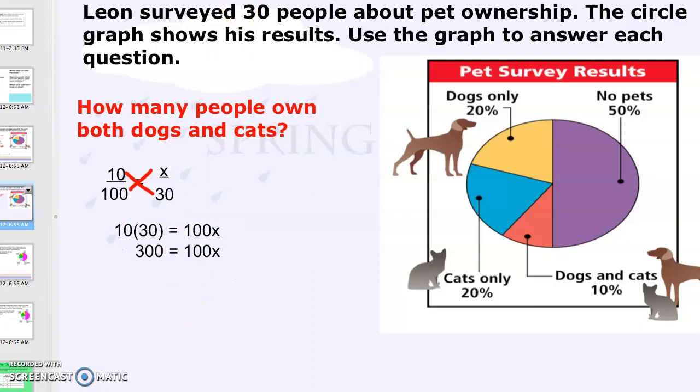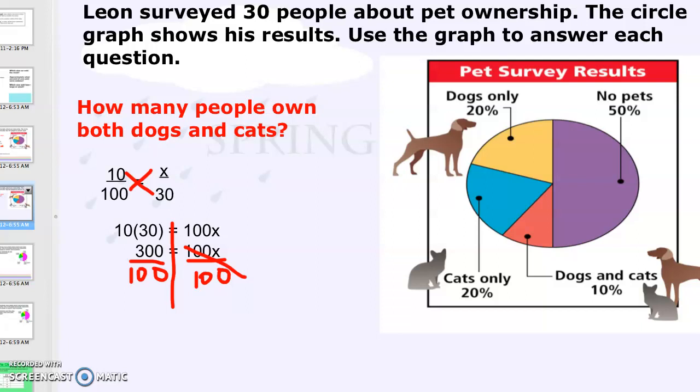Then I'm just going to solve for my variable. I want to get x by itself, because I want to know how many people own both dogs and cats. This is multiplication, 100 times x, so the inverse operation is division. I'm going to divide both sides by 100.